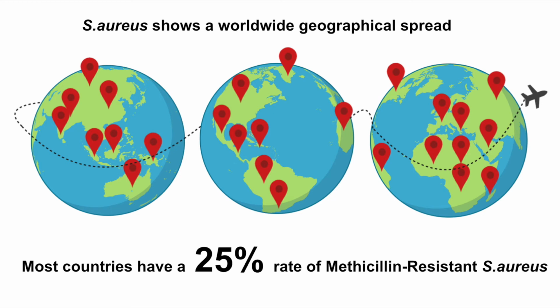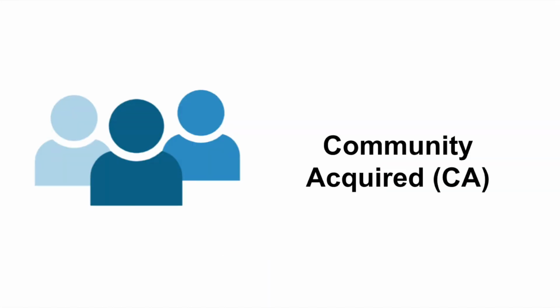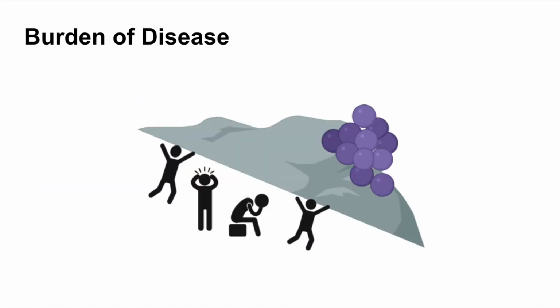S. aureus's passport is fully stamped, displaying a worldwide spread, with most countries having an average rate of methicillin-resistant S. aureus of about 25%, accounted for by both hospital-acquired and community-acquired strains. As with all pathogens, understanding its burden of disease is important to allow for adequate resource allocation.